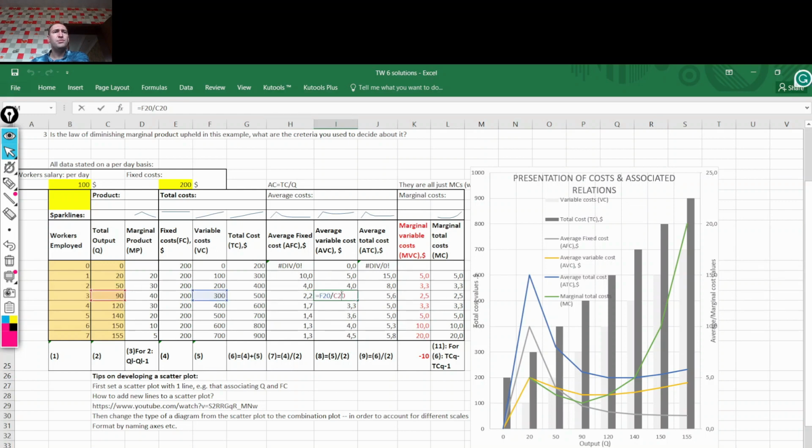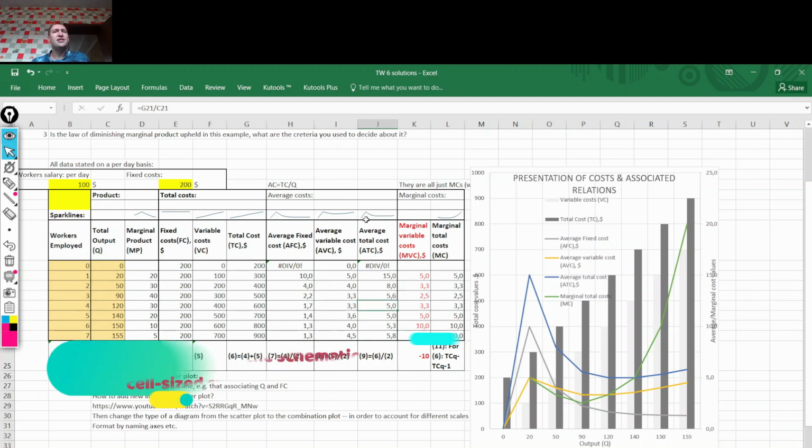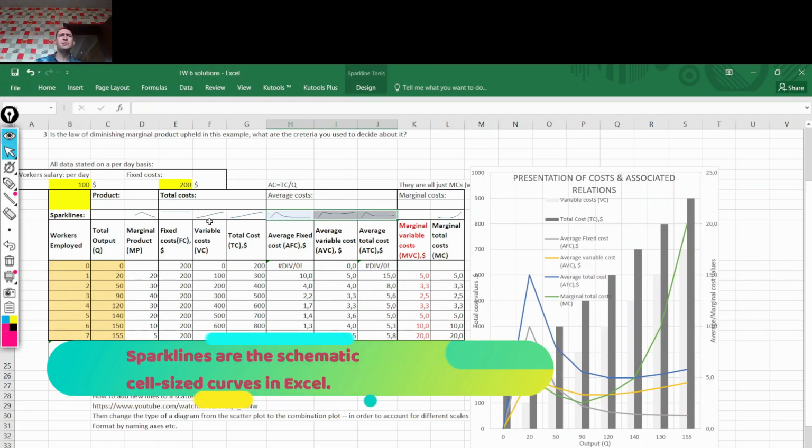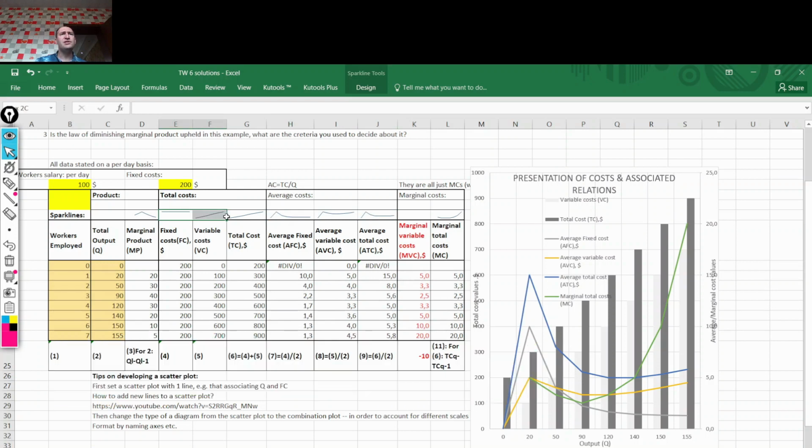The totals by the product with which they're associated, right? I'm getting three types of averages. I have spark lines to just get the idea of the shape of the average curves with respect to quantity, and the shape of the total cost curve with respect to quantity.